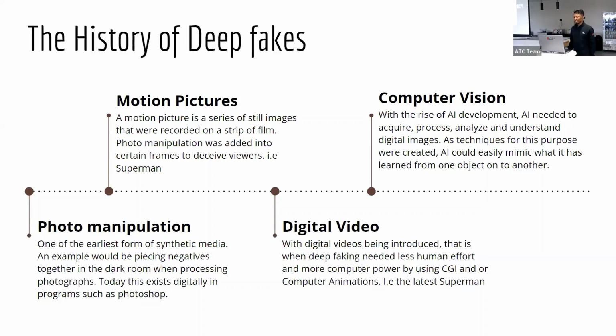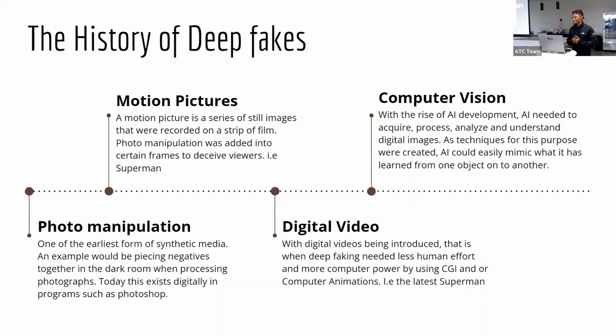Yeah, and then when digital videos were introduced, that's when CGI started coming into play, and there were methods such as using green screens and stuff like that, so that we could hide certain things and blend them with whatever image we have. And that was the technique that was used up until computer vision became a need.